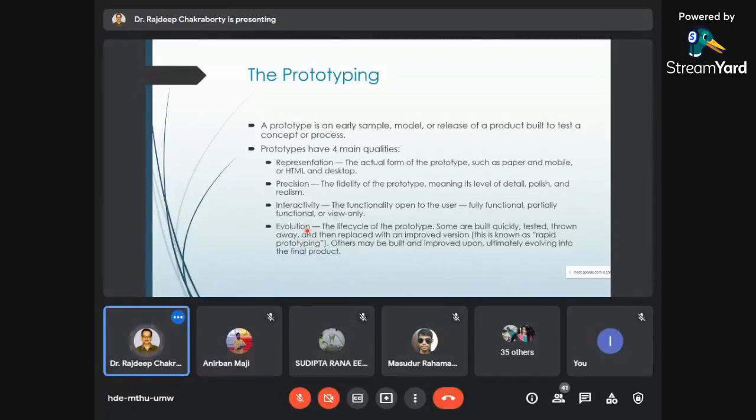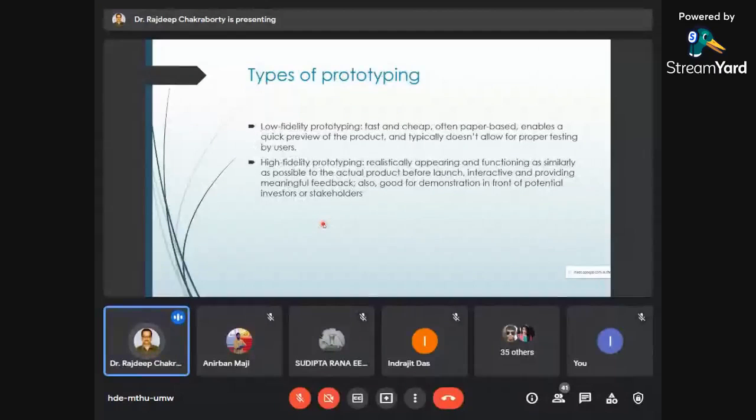Evaluation is after prototyping. Suppose you have given four services in your product. Once you successfully complete this prototype, you go on adding other services. This is known as evaluation. Prototyping is mainly of two types. One is low fidelity, which is fast and cheap with minimum requirements, and high fidelity prototyping, which is also required, with maximum requirements. At the individual or institution level, we generally do low fidelity prototyping, and at the R&D level, like DRDO, they do high fidelity prototyping.